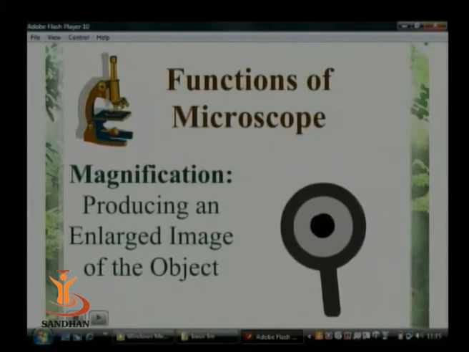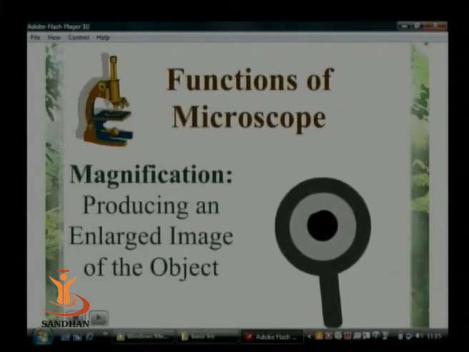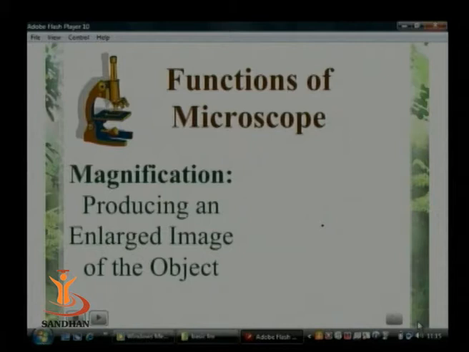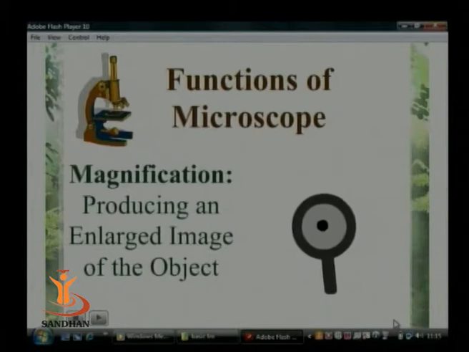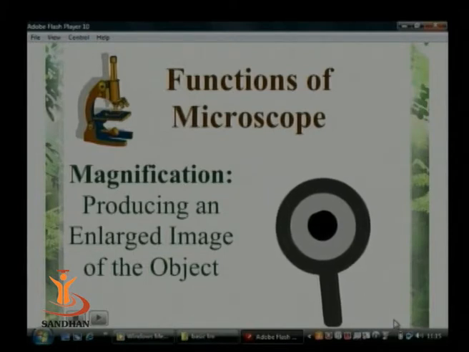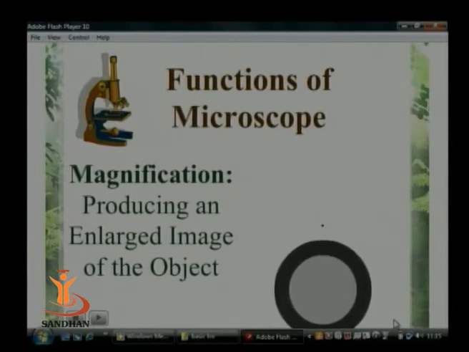We are dealing with the study of microorganisms, and all of us know that microorganisms are invisible creatures, so to visualize them we need the help of the microscope. And so magnification is the first important function of the microscope. You can see in the accompanying animation that the object, which is there in the form of a small dot, is not visible.